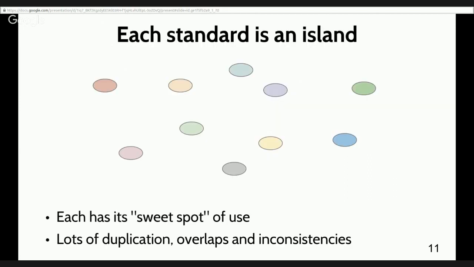The difficulty right now is that each of the standards that we have is essentially an island. Each one has its own sweet spot of use, covering the kinds of use cases that it is best at. But there's a lot of duplication and overlap between these standards and inconsistencies between them as well.